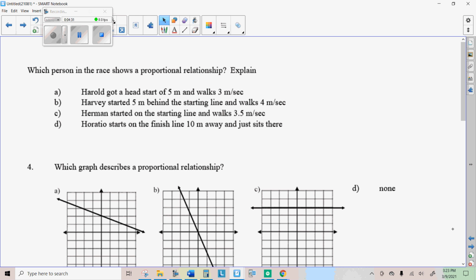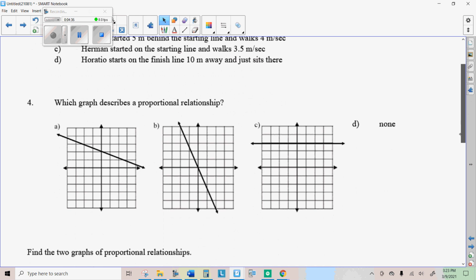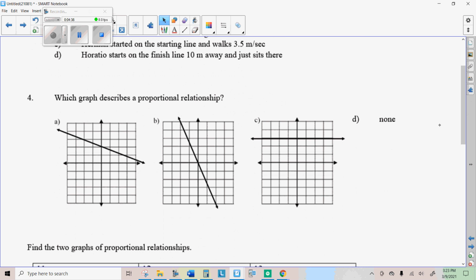Number 4, we're going to try and figure out which graph shows a proportional relationship. Again, remember it has to have the point 0, 0 in it, which is right in the middle of the graph, right there. So we know this one is B.